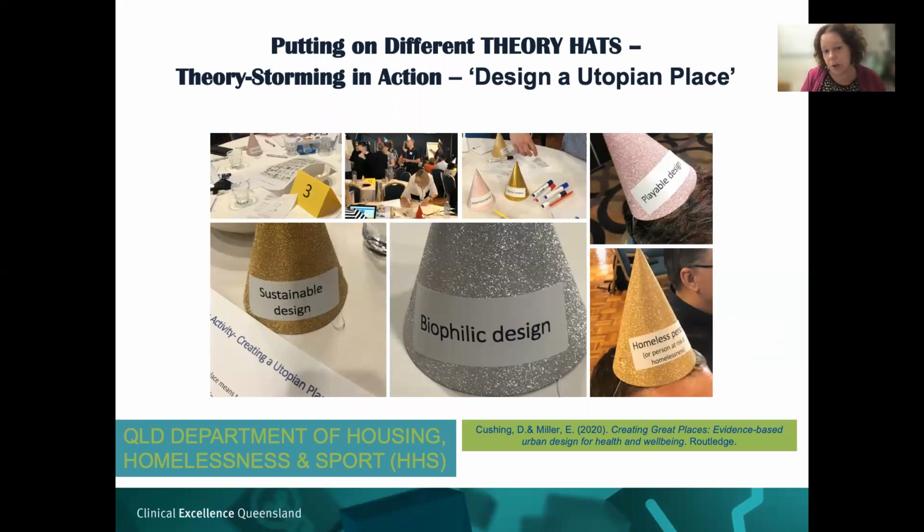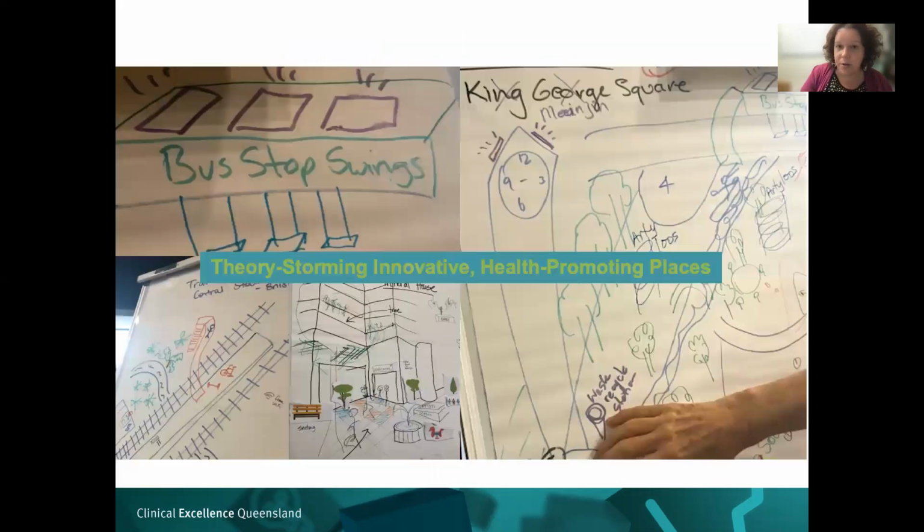So you can see this example here with a Queensland department. We asked people to literally wear a party hat, that of sustainable design or biophilic design or playable design. And also some people with a voice of specific user groups. So someone had the hat on of a homeless person, of a single parent, of an older person, and they had to make sure that that person's perspective was present in the conversation and in assessing the prototype and in communicating that to the group.